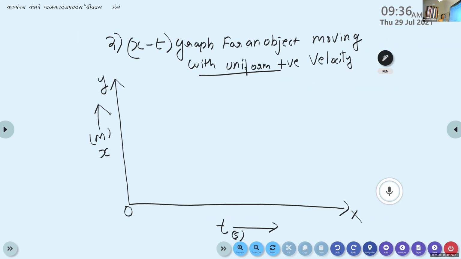What do you mean by uniform motion? If the object covers equal distance in equal intervals of time. XT graph for an object moving with a uniform positive velocity. The graph will be a straight line. It is a slanting straight line.